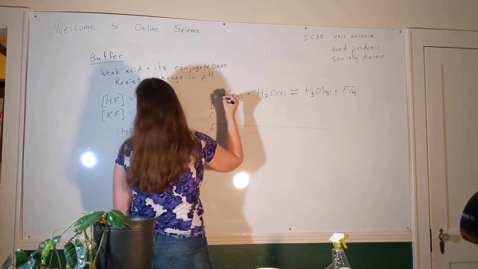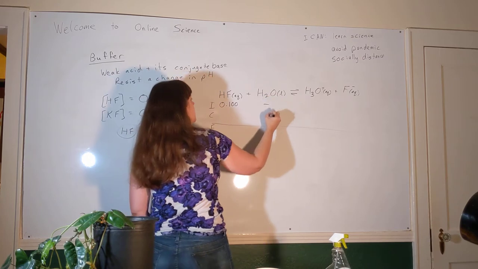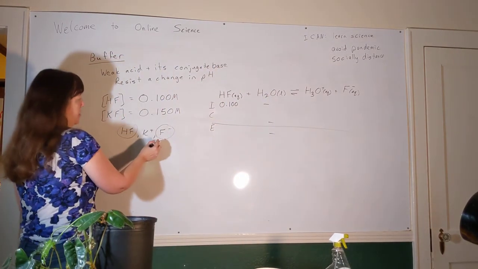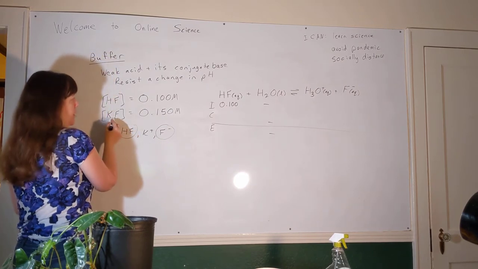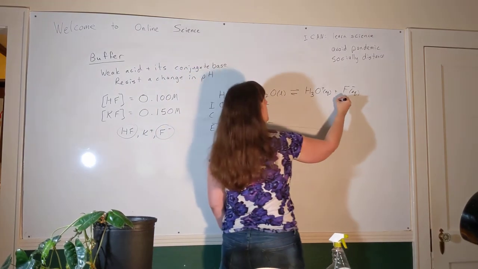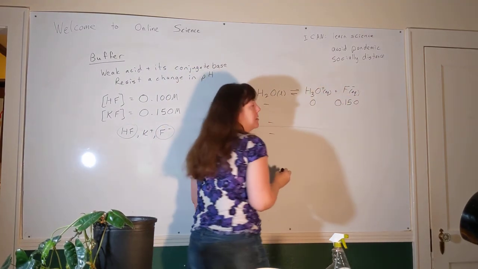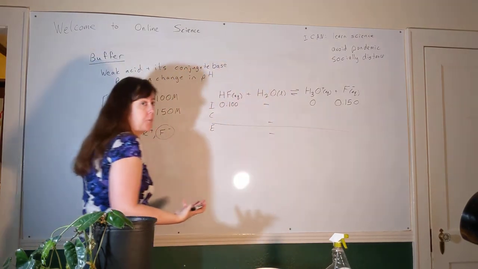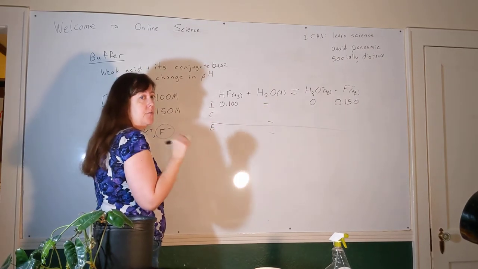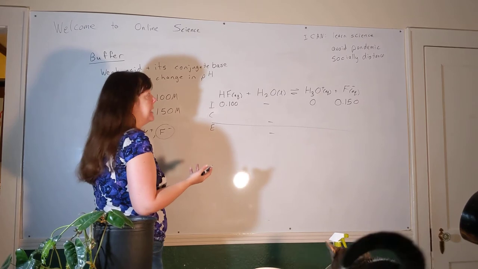Our initial concentration of HF, the problem told us, was 0.1. We don't consider water because water is a pure liquid. We want to be careful though. We have an initial concentration of F minus. The initial concentration of the KF is our concentration of F minus. We will still consider the initial concentration of the acid to be zero. So which way will this reaction shift to reach equilibrium? This reaction is going to shift to the right. It can't shift away from H3O plus because there isn't any of it.